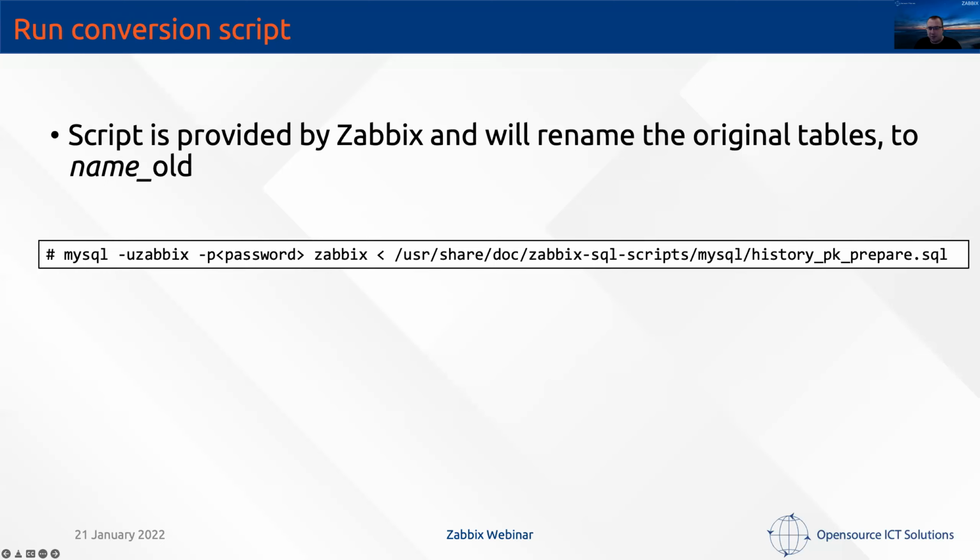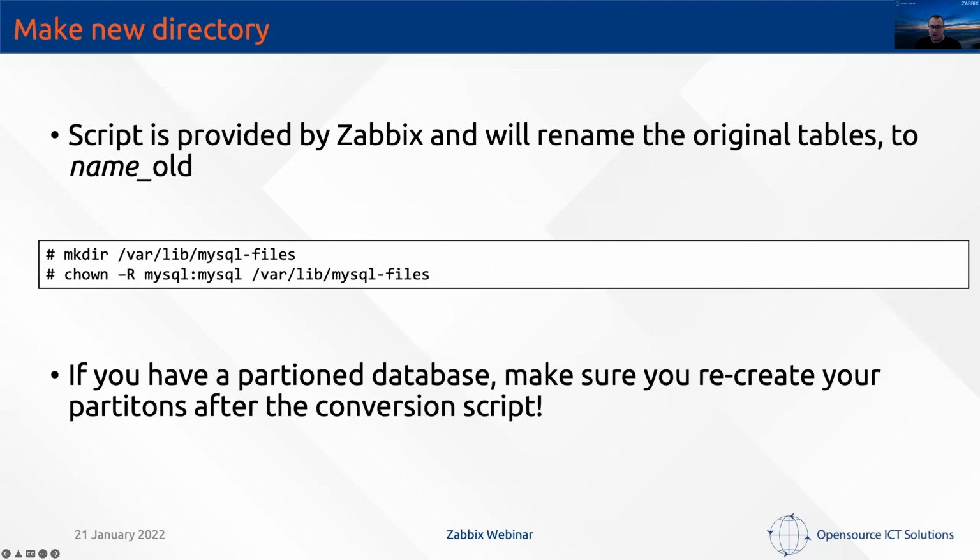Rename the history tables to history_old and create new history tables. So that's actually what this script is doing. And it should not take a lot of time to get this going. It's just a rename. Now, make a new directory, /var/lib/mysql-files.